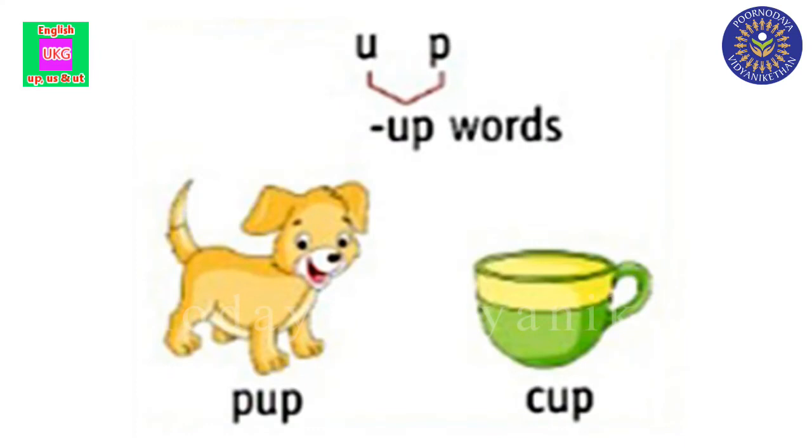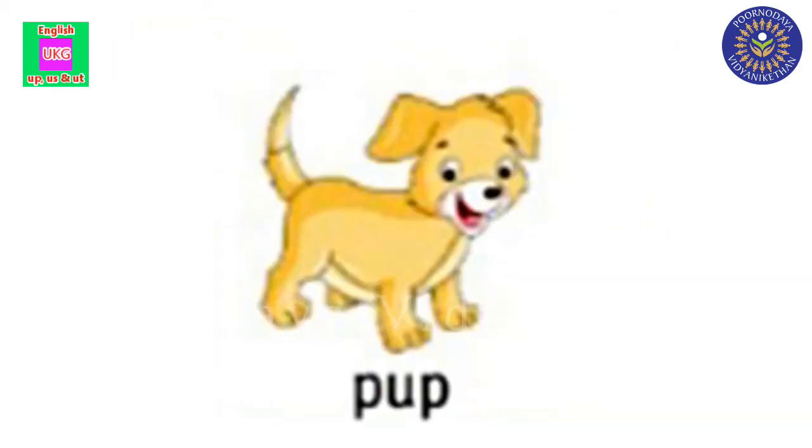Now look here, children. We are going to learn UP words. See the first picture. Can you see this, children? What is this? It is a pup. P U P. Pup. Repeat it, children. P U P.